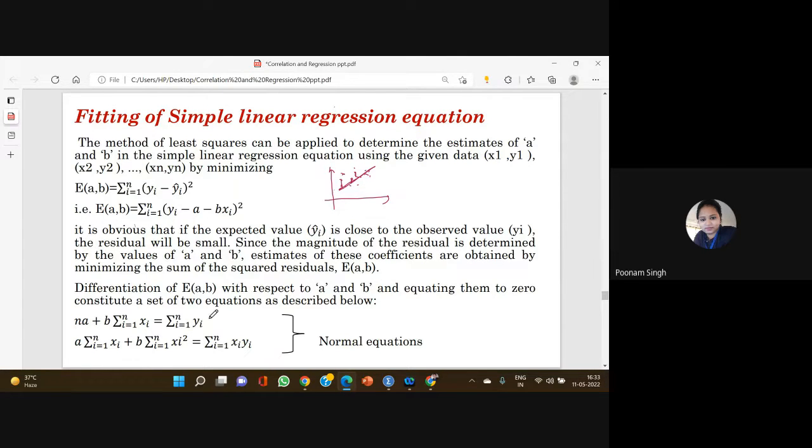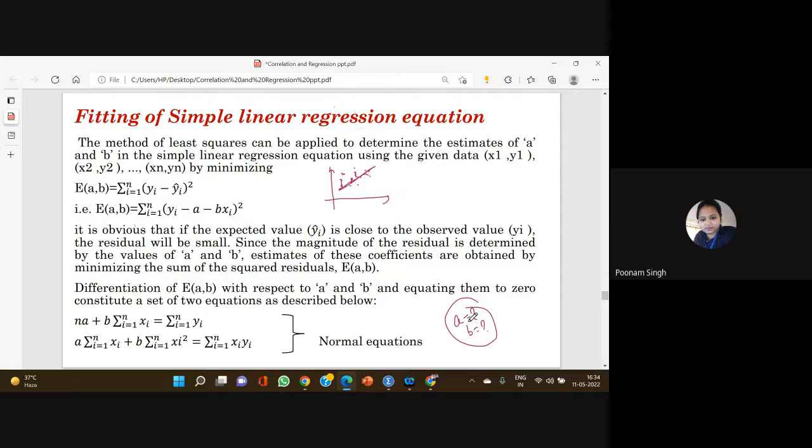We will get these two normal equations where from the data we will know all these values: summation xi, summation yi, summation xi square, and summation xi yi will also be known. So we will get all these values from the data set, that is x1 y1 to xn yn, and after putting all these values we will have two equations and two unknowns, and by solving those two normal equations we can get the value of A and the value of B. This is what we were interested in.